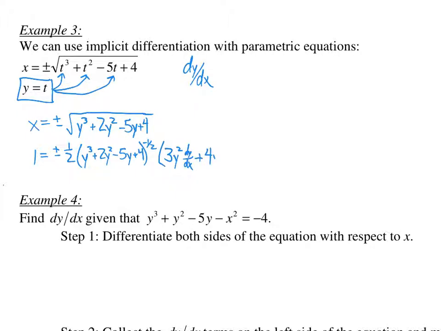plus 4y dy dx, minus 5 dy dx. This is the reason that we're saying that, because we're taking the derivative of y's, not x's. Okay. Plus 0, alright? So the derivative of 4 is 0 there, okay?